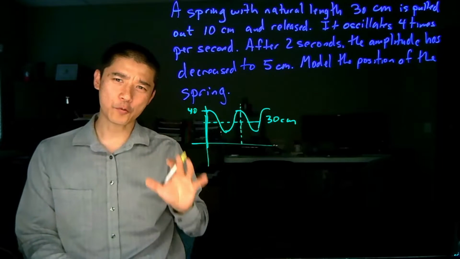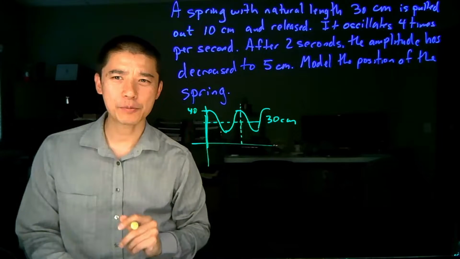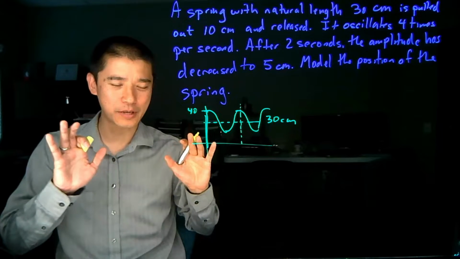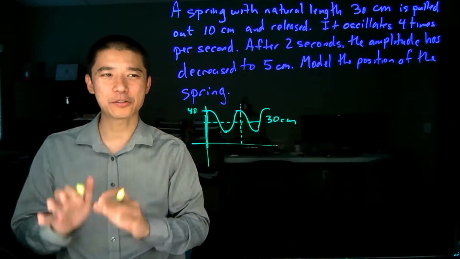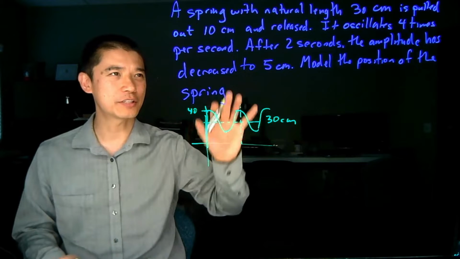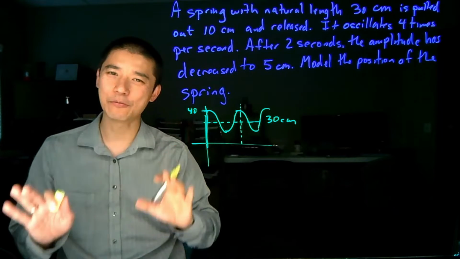So if it oscillates 4 times each second, when does it repeat for the first time? And this is something that students get messed up with all the time because they're not slowing down to think about the words of the word problem. They'll just say, okay, well the period is 4. That's not what this is saying.